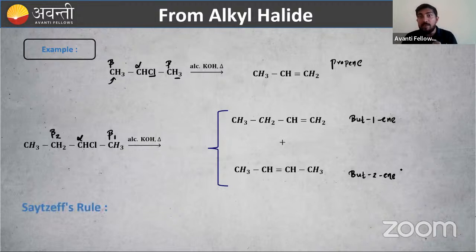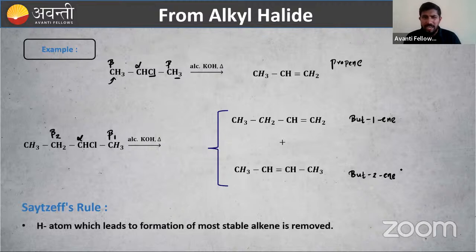For that, I have a new rule for you. This is known as the Saytzeff rule. So what is the Saytzeff rule? The Saytzeff rule helps us to find the major product in the elimination reaction, the beta elimination reaction. The Saytzeff rule says that the hydrogen atom which leads to the formation of the more stable alkene is removed. From where we have to remove hydrogen? We can remove hydrogen from any carbon. But after that, the product formed, that is our alkene, should be more stable.